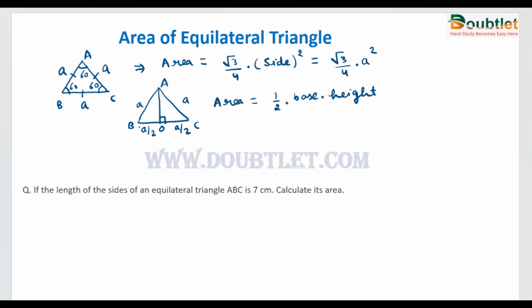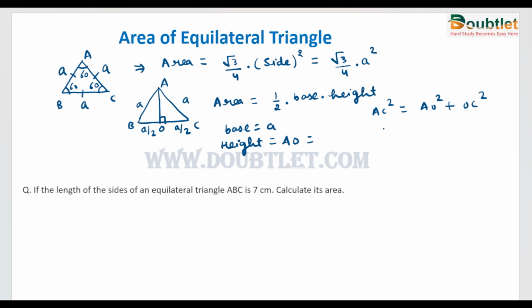So the base length is given, that is A. So from here we can say that the base is A. Now if we need to find the height, the height is AO. We know that triangle AOC is a right angle triangle, so we will use the Pythagoras theorem. According to the Pythagoras theorem, what can we write? We can write AC square is equal to AO square plus OC square.